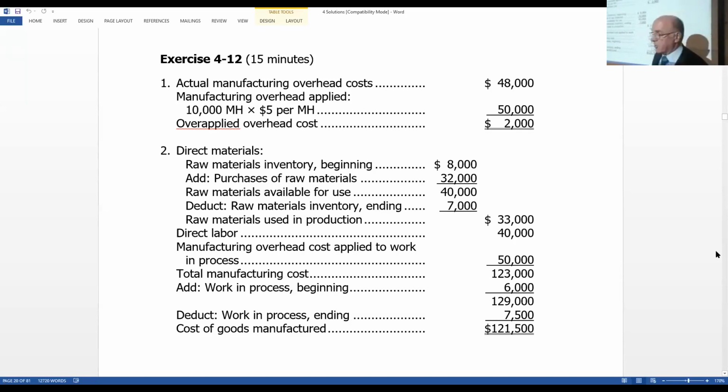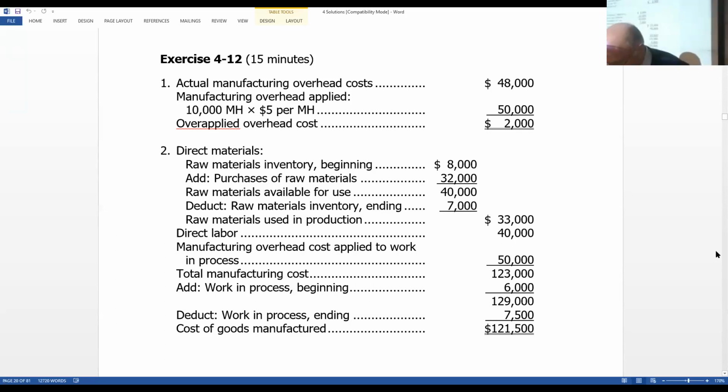If you wanted cost of goods sold, what would you do? Start with 121.5, and what adjustment would you make? Cost of goods manufactured to cost of goods sold. You add the beginning finished goods balance, subtract the ending finished goods balance, then you have cost of goods sold. Yeah, that's the only difference between the two.